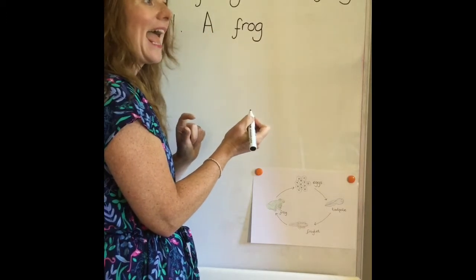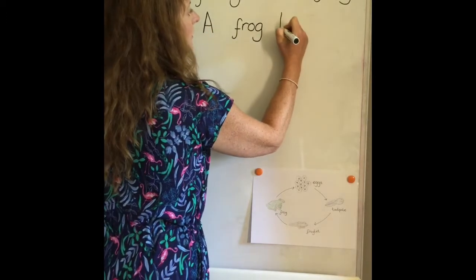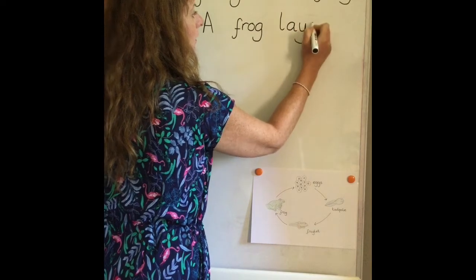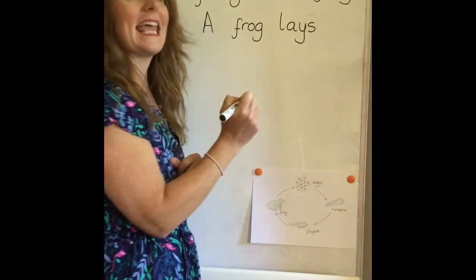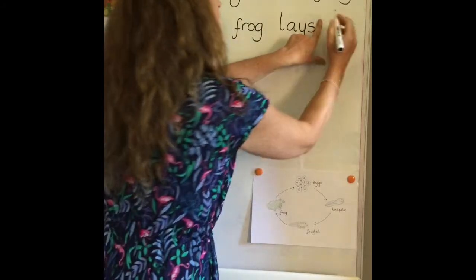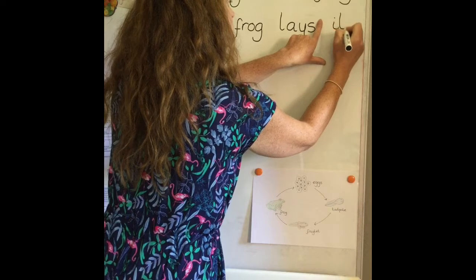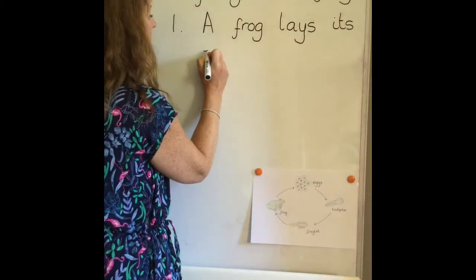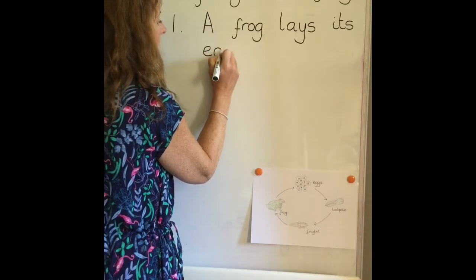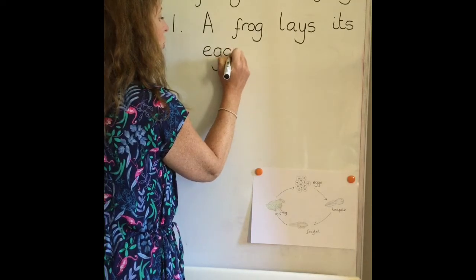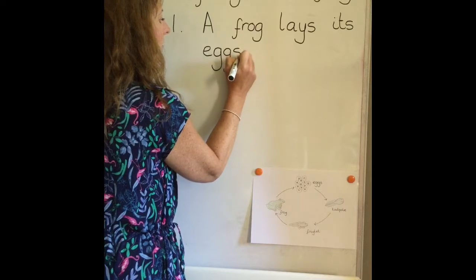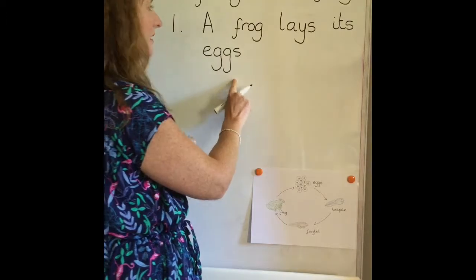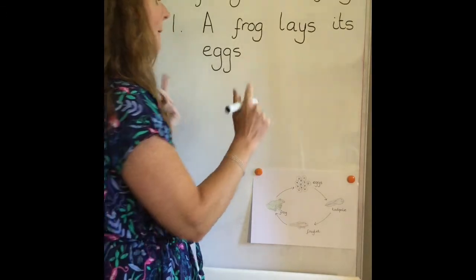lays its eggs. I know how to spell that now. We've practiced that a lot recently. To remember, it's got 2 g's. A frog lays its eggs in a pond.